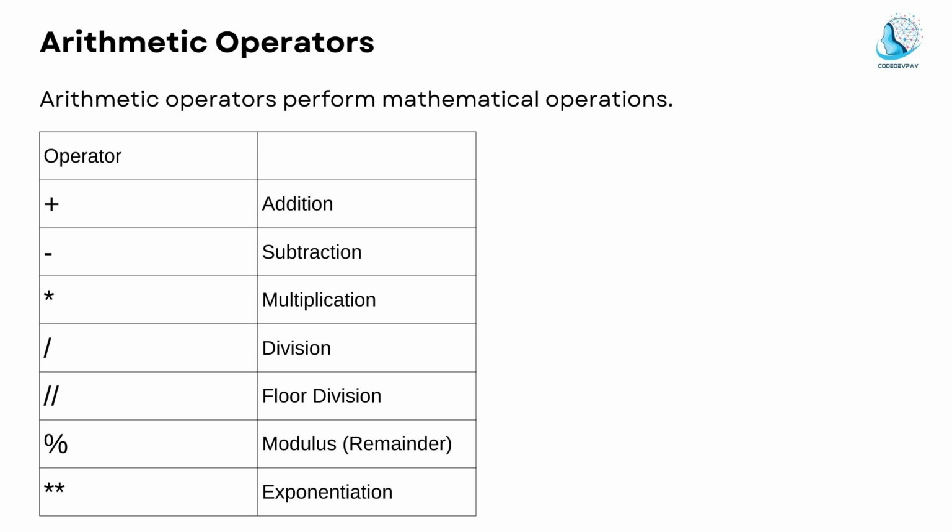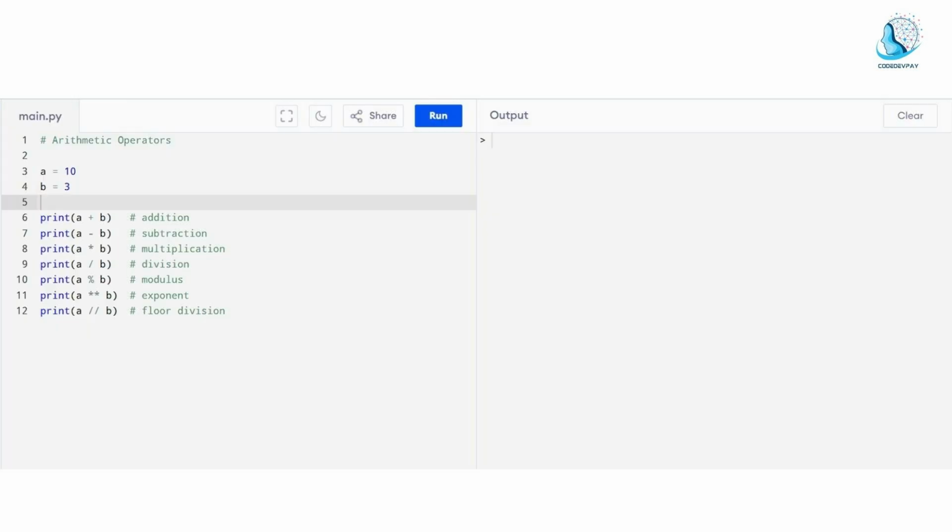We have the percentage sign for modulus or the remainder. The modulus simply gives a remainder value after a number is divided by another number. We have two asterisks, which is used for exponentiation or indices. For the example, we have two variables, a, which we've assigned to 10, and b, which we've assigned to 3. We are going to print values for all the arithmetic operations. So we have print a plus b, print a minus b, print a times b, the division part, the modulus part, the exponent part, and we also have the floor division part. Let's run this code and see the results.